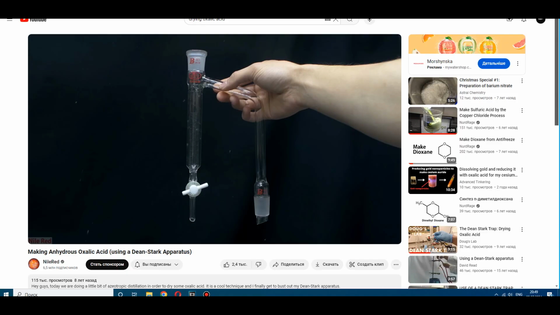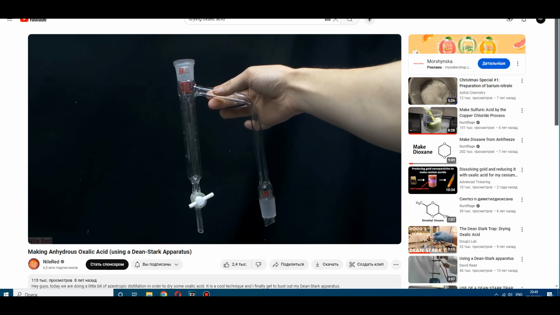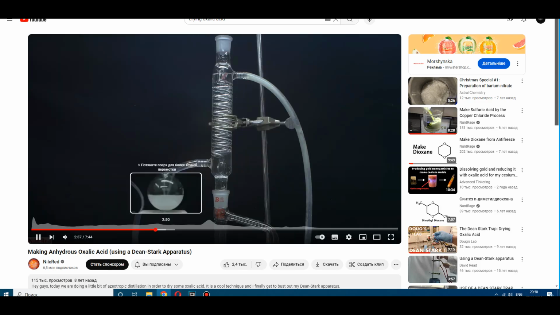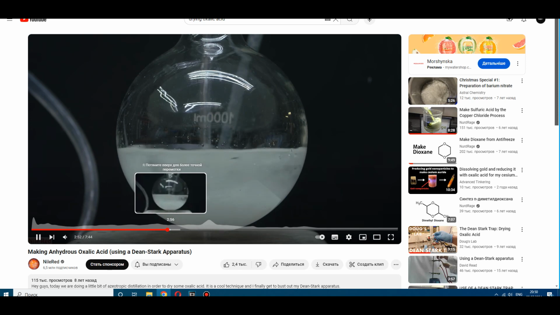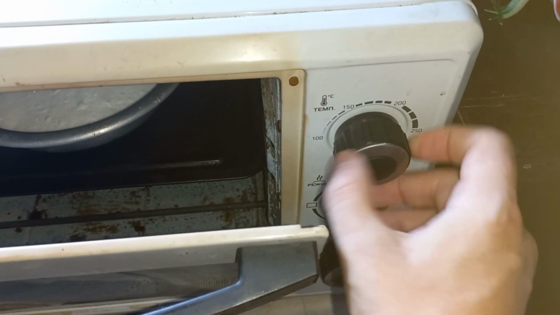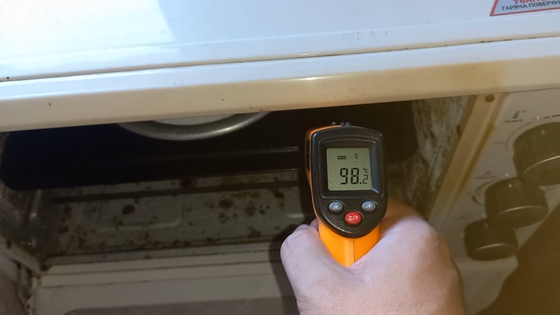There are 2 methods to achieve this. The ideal method, as described in Red's video, is azeotropic drying using Dean Stark apparatus. But since I don't have one, I use a simpler method. I heated the oxalic acid to 95-110 degrees until it lost 15 to 17% of its weight.